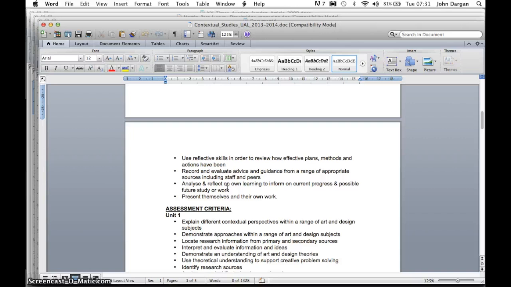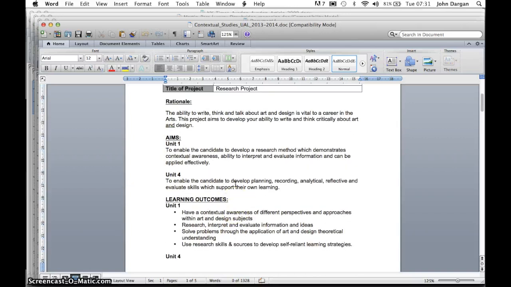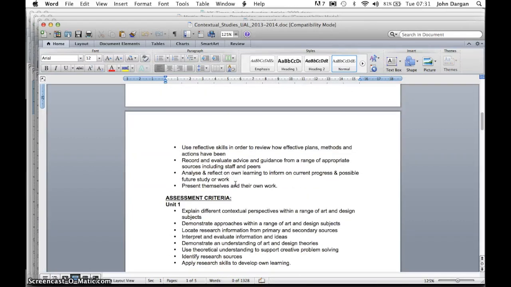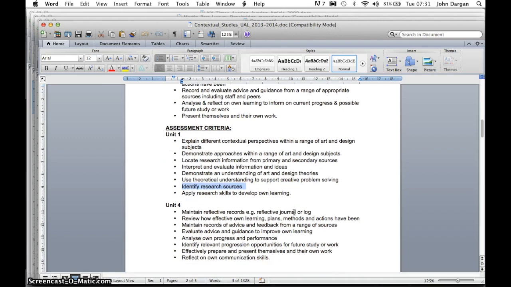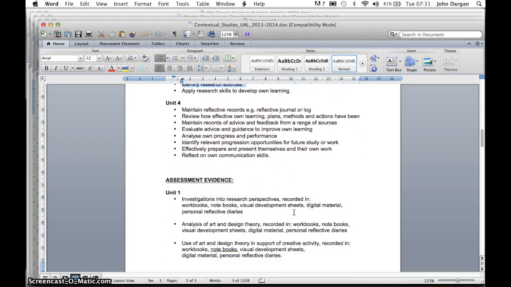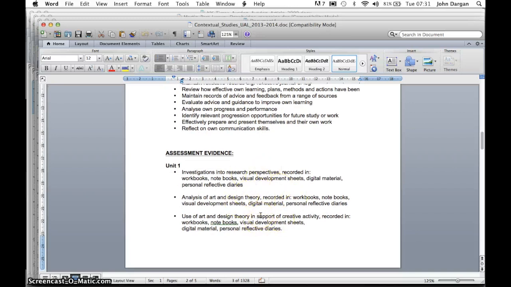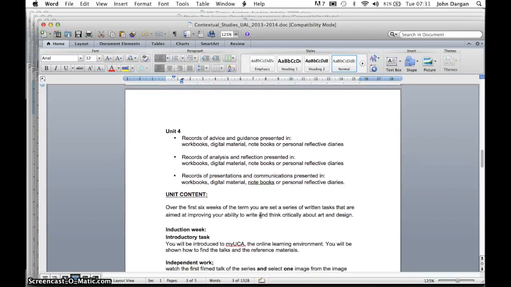You'll note that Unit 1's assessment criteria are things like identify research sources. So that means things like your bibliography. The next talk will be about how to work your bibliography and other finishing off essay tasks. But the whole of the program is meant to help you pass this Unit 1. So once you submit all those essay tasks, you can pass that unit.